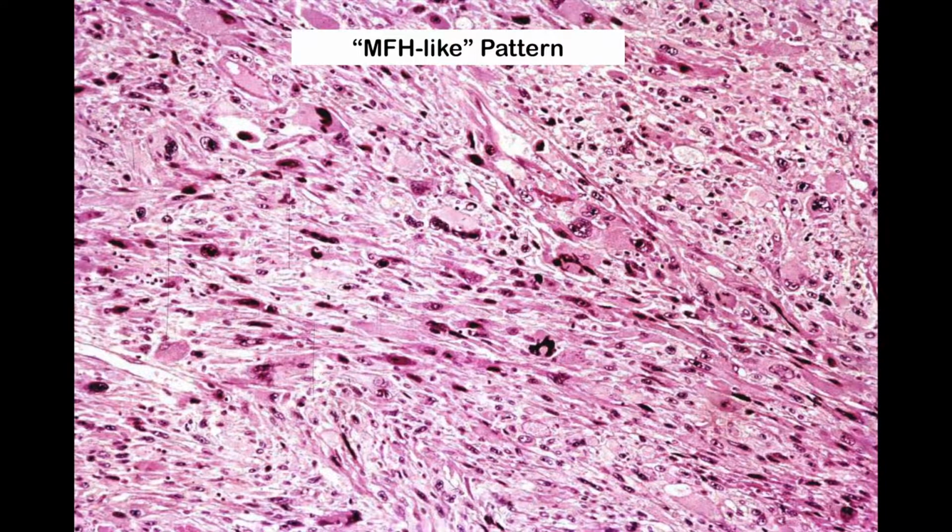So this is what I mean by the, quote, MFH-like pattern. It's a highly pleomorphic malignant neoplasm, and most pathologists who see something like this, their first, second, and third thought would be that this is a sarcoma. And the fact of the matter is, in this particular case, this is a sarcoma. It's a high-grade sarcoma, as you might guess.